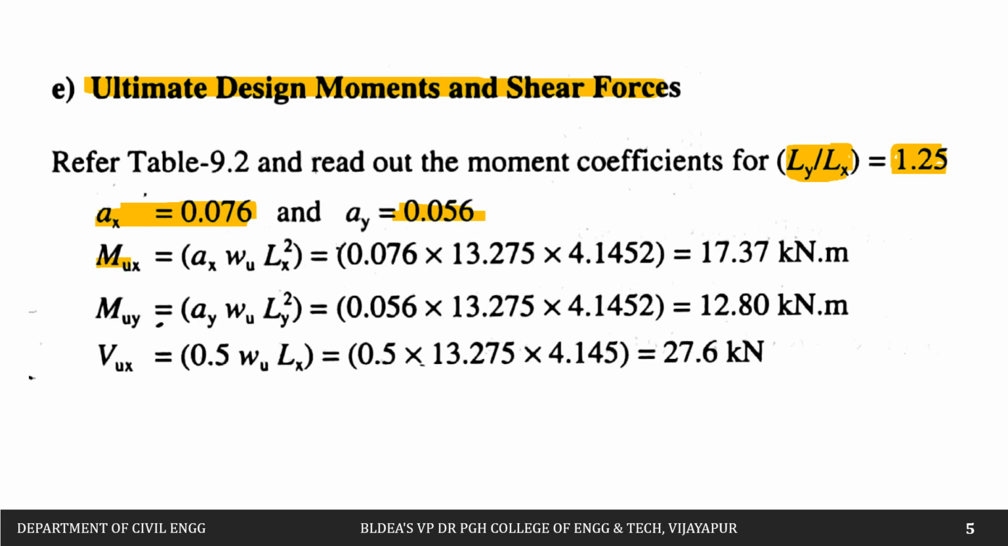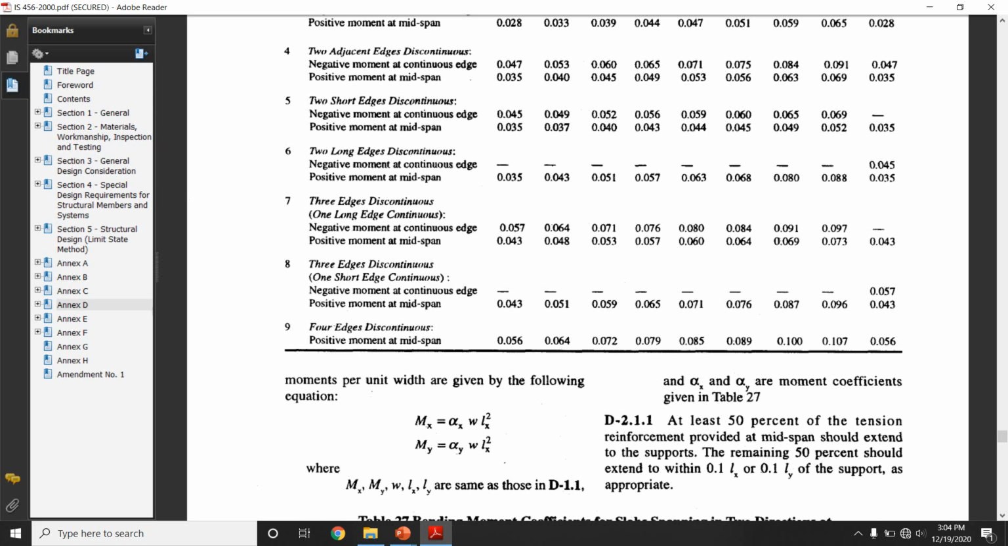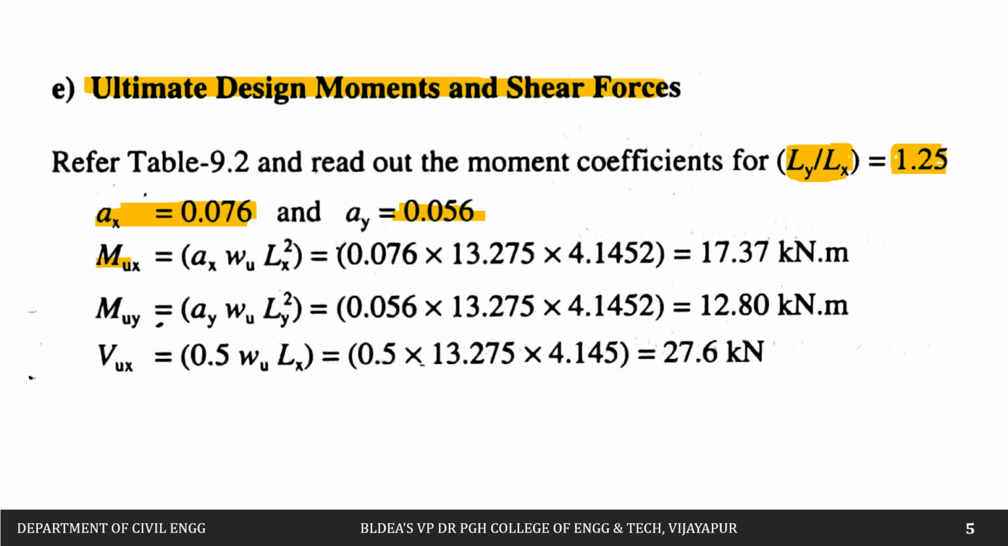So therefore Mux, for that also they have given the formula, alpha x into w into lx square. So alpha x is 0.076, wu is nothing but 13.275, and lx square is nothing but the span, it is 4.145 squared. We'll get the answer as 17.37 kilonewton meter.